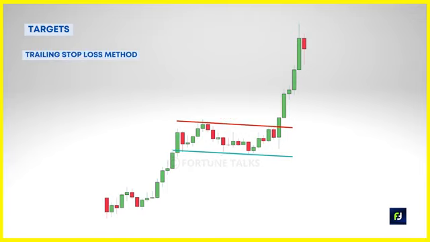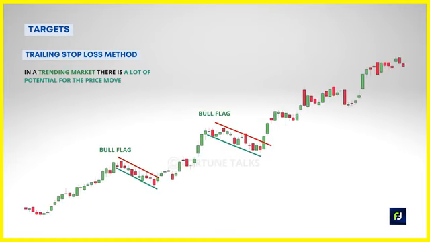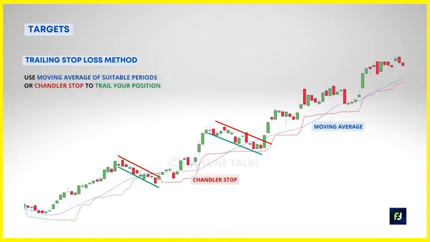An alternate method is to choose to trail your stop loss until the market takes you out of the trade. Why is this a better option? Think about this. The bull flag pattern usually appears in a strong trending market or just after it breaks out of a range. In such market conditions, there is a lot of potential for the trend to continue, and the only way to ride it is to trail your stop losses. Now the question is how to trail your stop loss in the best possible manner. Well, you can use a tool like moving averages or Chandelier stop to trail your stop loss and only exit the trade if the market closes beyond it.